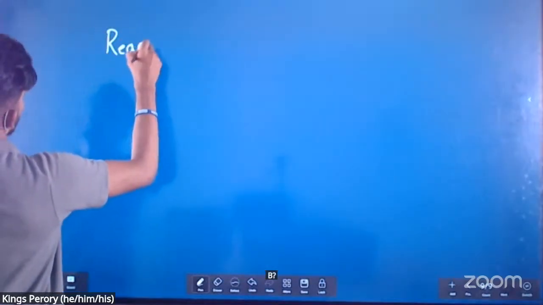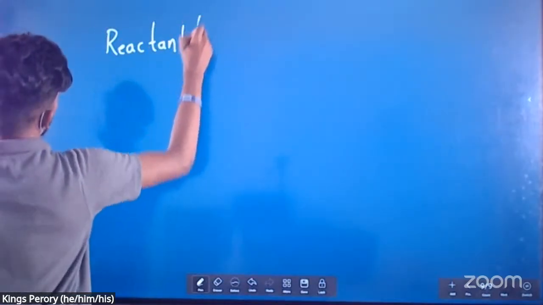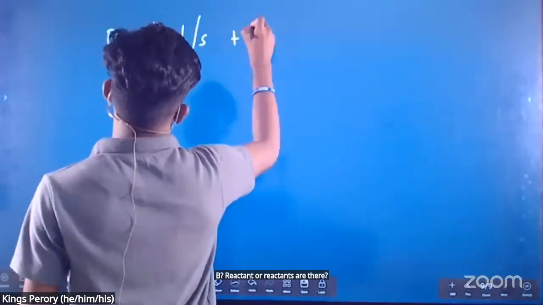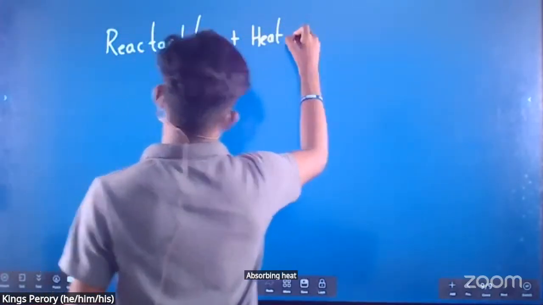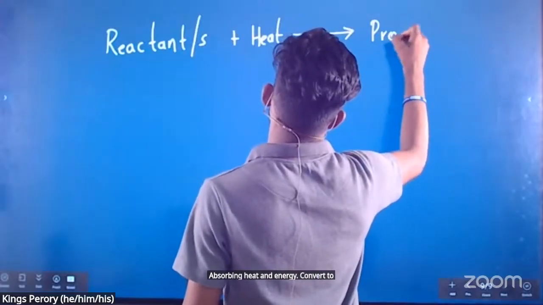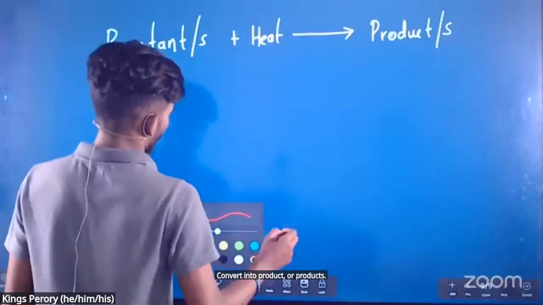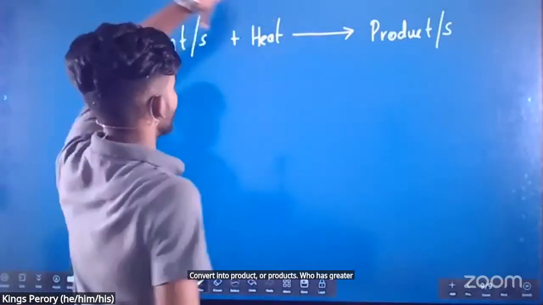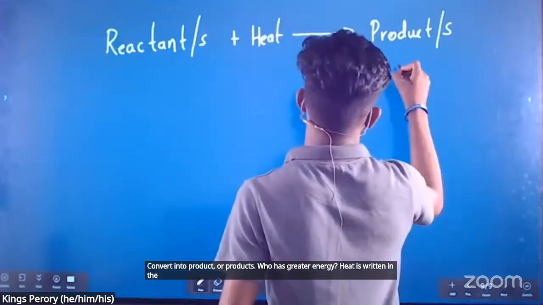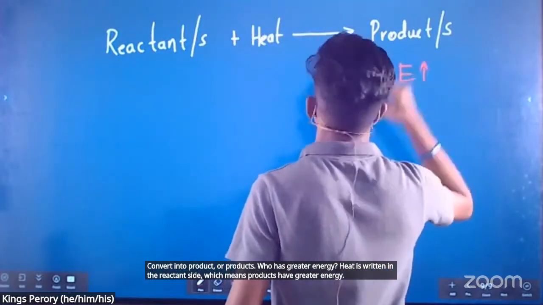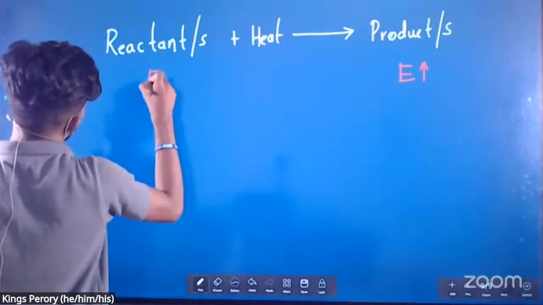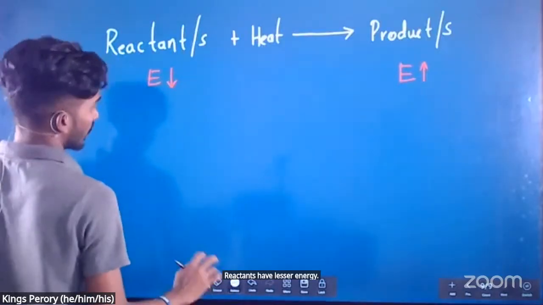If I draw an energy level diagram, see, reactant or reactants are there, absorbing heat energy, convert into product or products. Who has greater energy? Heat is written in the reactant side, which means products have greater energy. Reactants have lesser energy. We'll try to draw an energy level diagram for this.